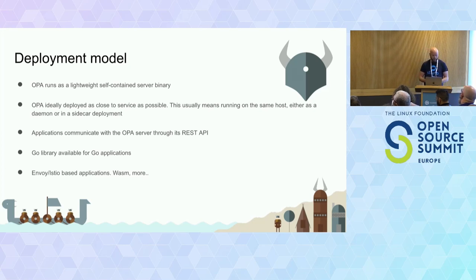But there are also a few other deployment options. There's a Go library for Go applications. You can integrate it with Envoy and Istio-based applications and other service meshes. You can compile your policy to WebAssembly and more. So there are really a lot of ways to deploy OPA, which is also key when you need to integrate with all these technologies.